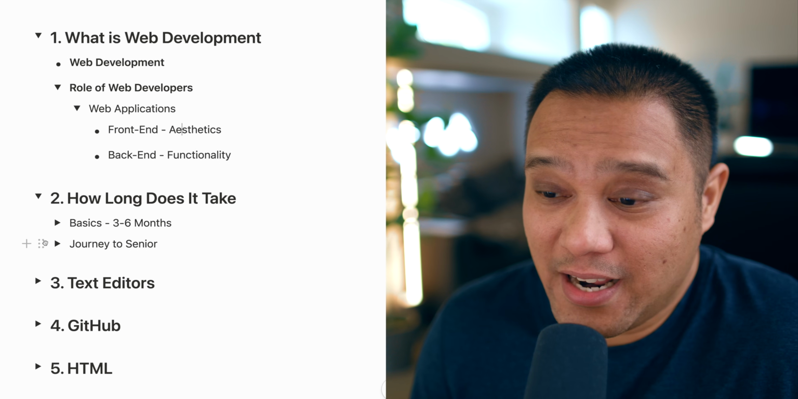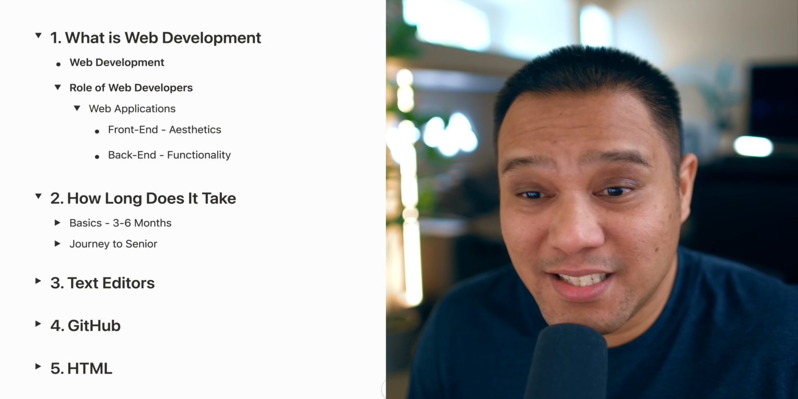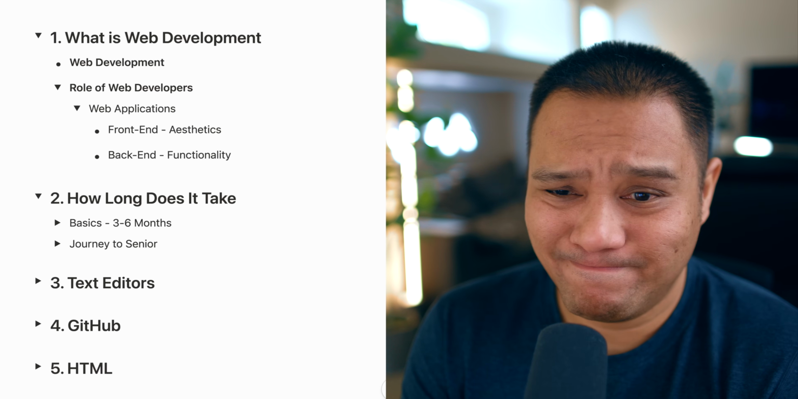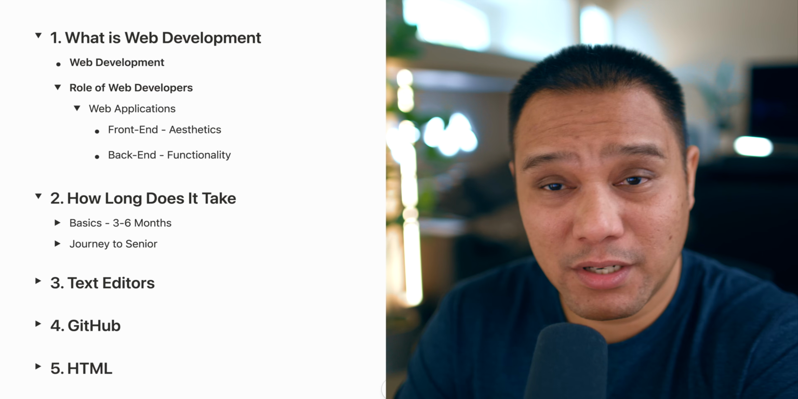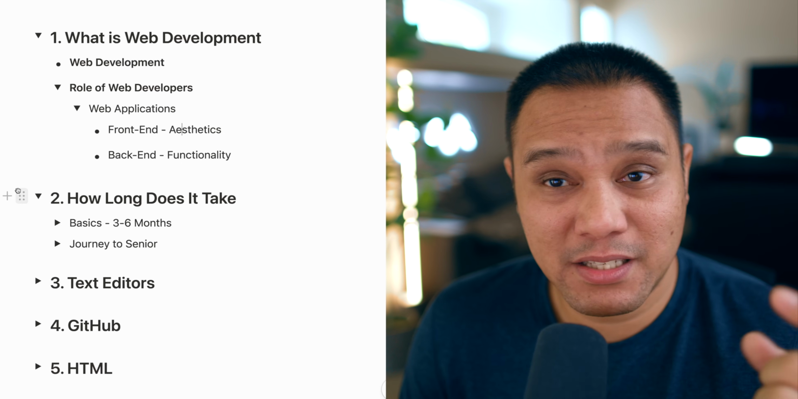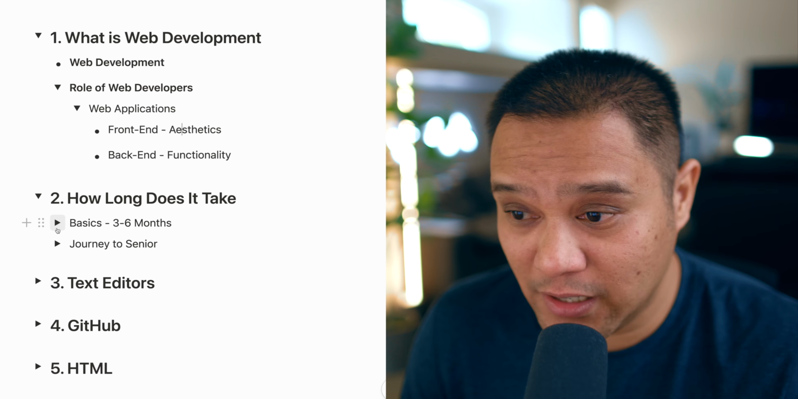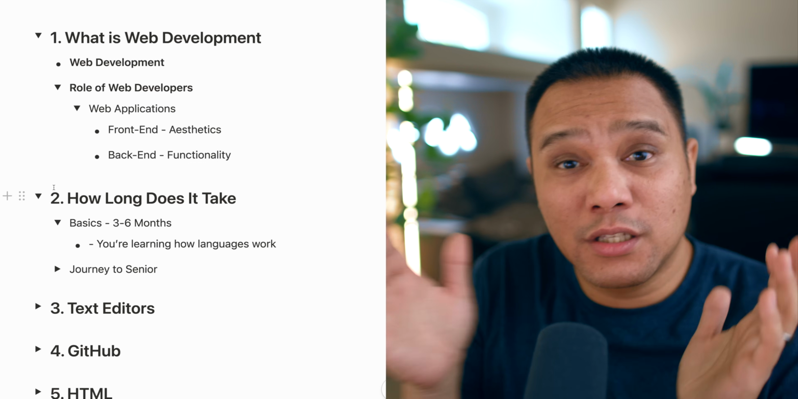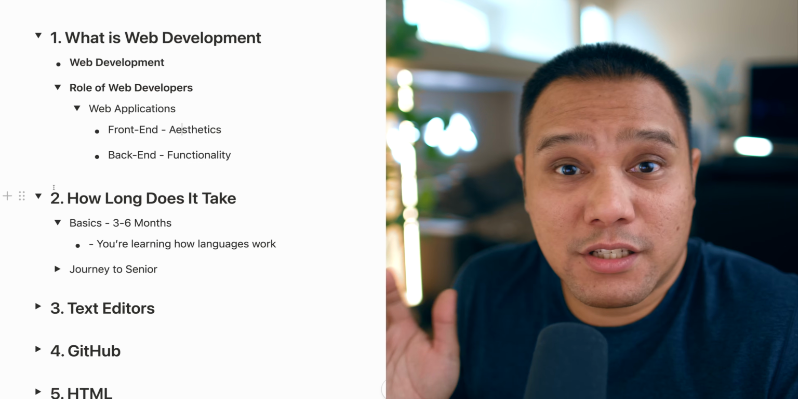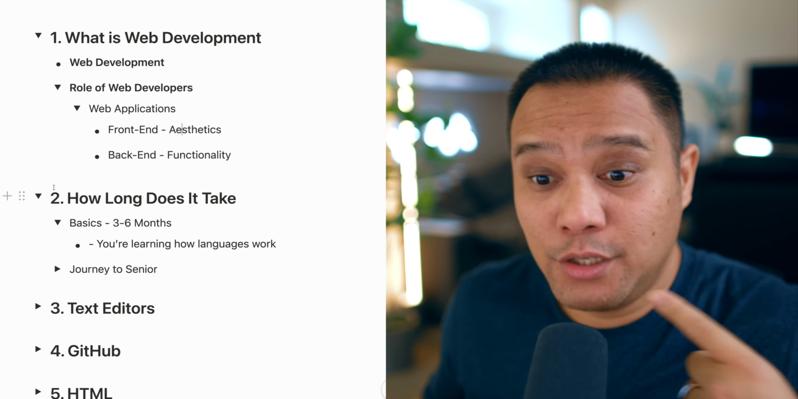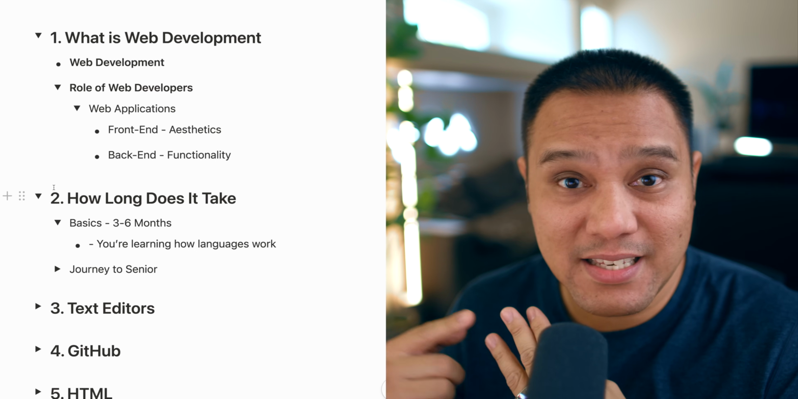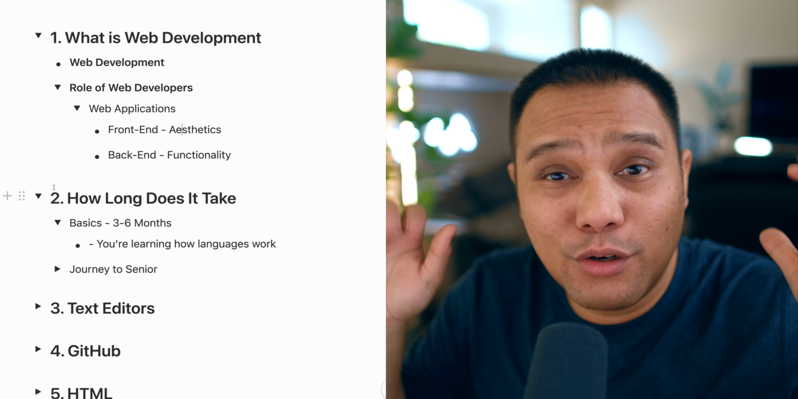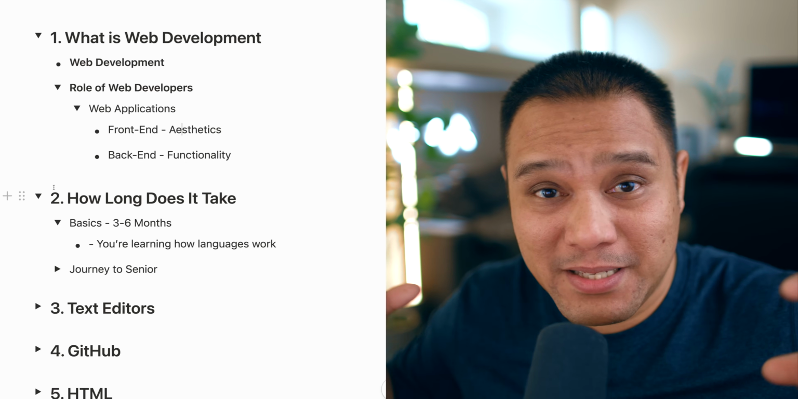Now, I think a question I get often is, how long does it take to become a web developer? How long, let's just say, does it take to actually learn code? It really depends. When it comes to the basics of vanilla HTML, CSS, and JavaScript, I'd say 3 to 6 months. And when I say 3 to 6 months to learn this, I mean you're just learning how languages work. That's it. You're learning how HTML works, CSS, JavaScript, how to write a function, how to write a loop, but you don't know exactly how to put a full website together.